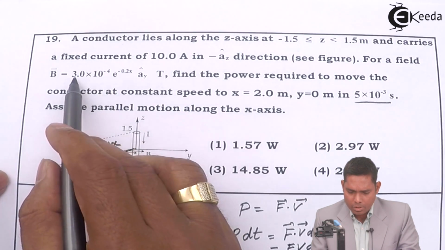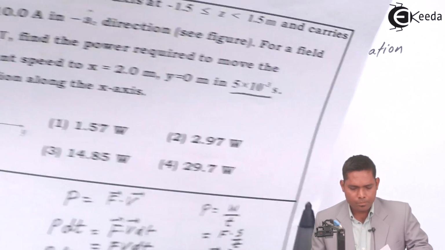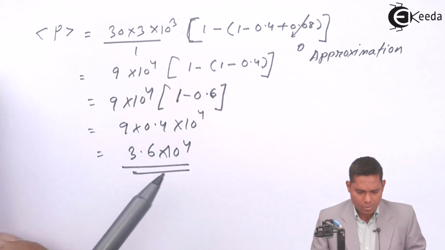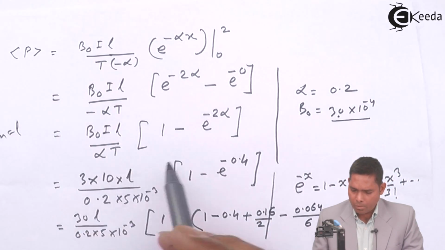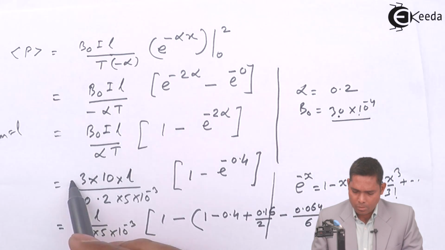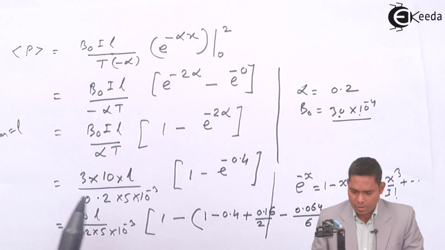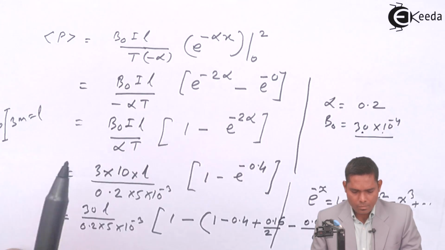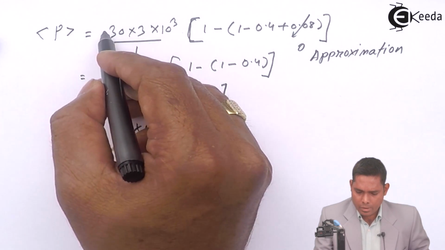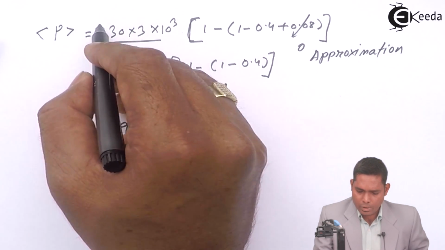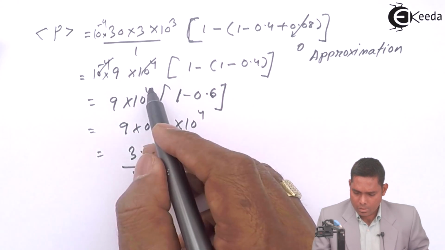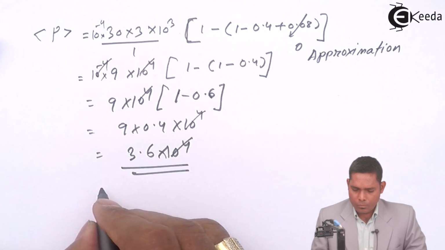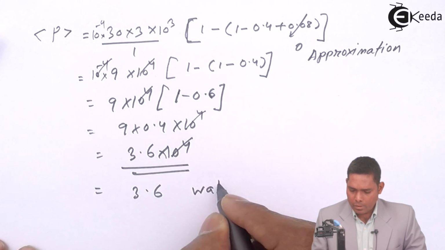You can see here the value of B is 3.0 into 10 raised to minus 4, and what we have substituted here for B naught, I have not used this value here, so you have to put this value over here, 10 raised to minus 4 over there, and 10 raised to minus 4 over here. This will cancel out, this will cancel. So therefore it is 3.6, right?